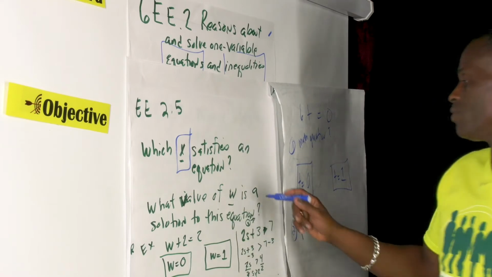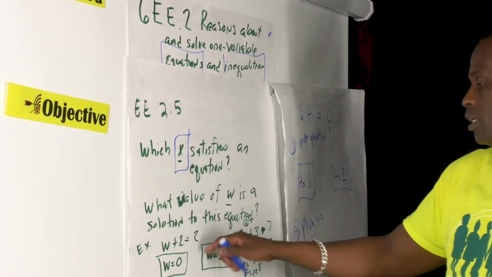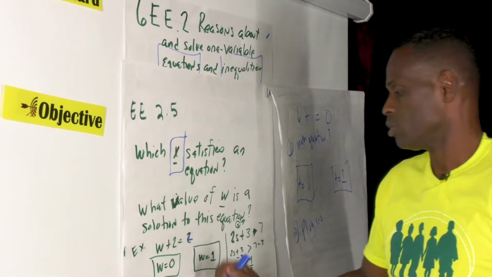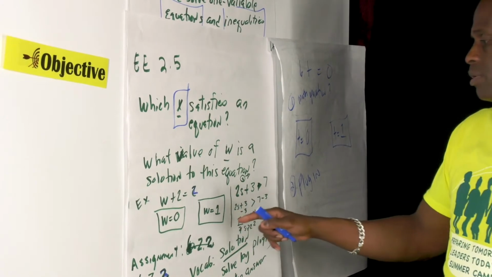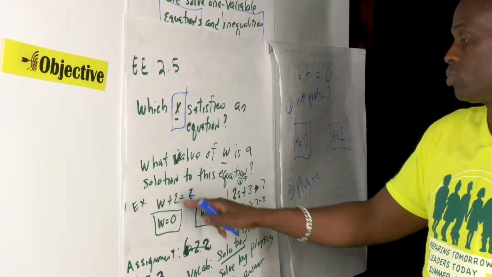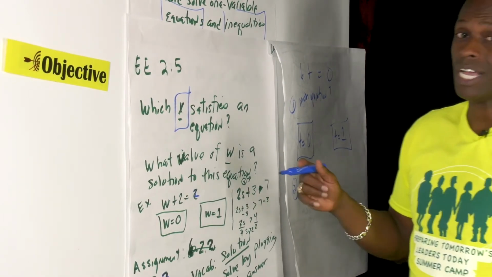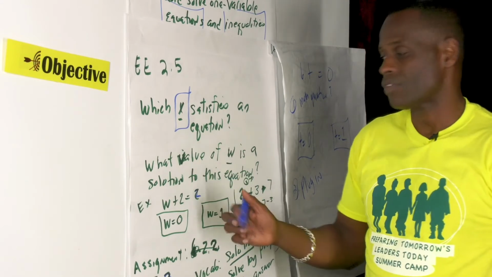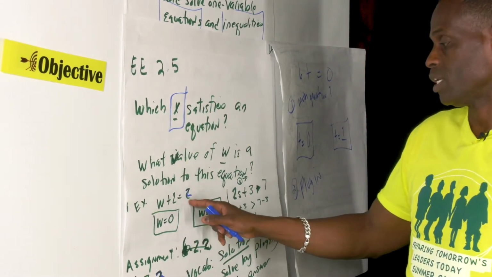So what is the value of w if the question was w plus 2 equals 2? So what will we plug in here? Will we plug in 0 or will we plug in 1 to make this a true statement, an accurate statement? And what we need to understand is the concept. Even though this is a basic problem you can solve off the top of your head, because you know right now you can add 0 plus 2 will give you 2.